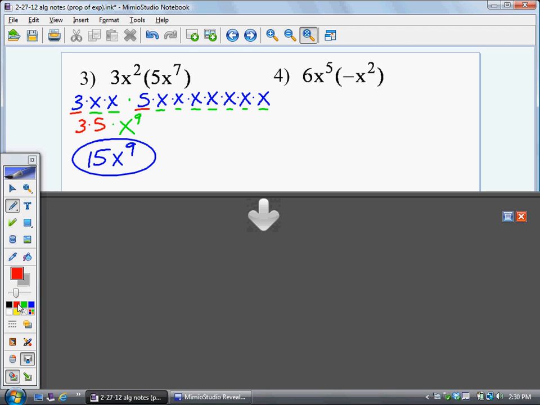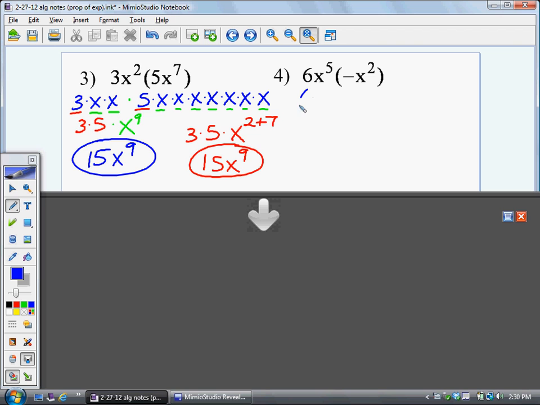And if you look at a different way you could do that, you're doing 3 times 5, and you're taking x to the 2 plus 7. 15x to the 9th. But that's just showing you how when you just expand out and write without exponents, that's how we get the 15x to the 9th. We took our coefficients and we multiplied them together.